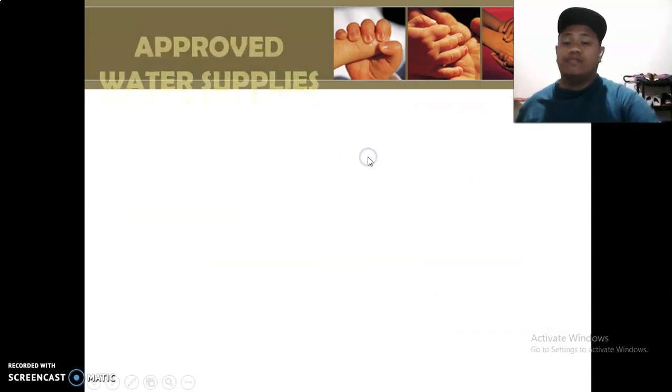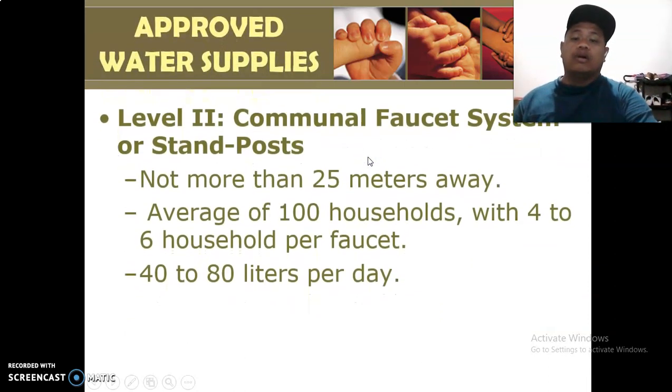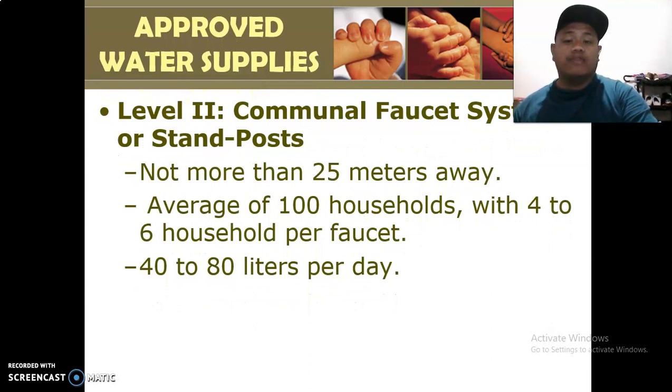Another one is level 2. For the level 2 naman po, this is also known as your communal faucet or stand post. So this should be developed 25 meters away from the furthest house, and it can serve an average of 100 households with 4 to 6 households per faucet. So 40 to 80 liters per day naman po ang pwede niyang mai-deliver.